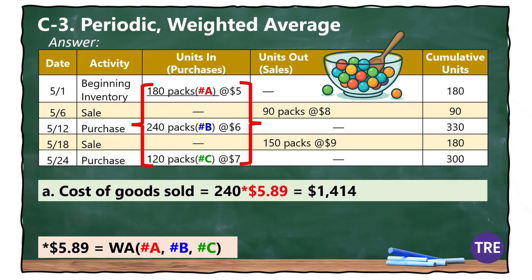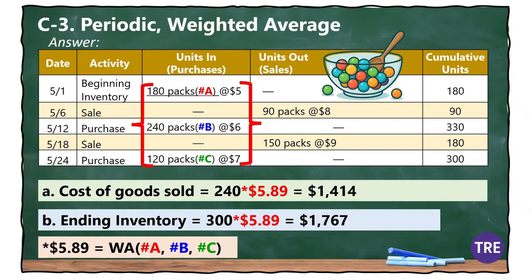During the month, 240 units were sold, so the cost of goods sold is $1,414. The remaining 300 units form the ending inventory, also valued at $5.89 each, for a total of $1,767. Notice how this method smooths out price changes. Instead of worrying about which batch was sold, it spreads the cost evenly across all units, producing results that fall right between FIFO and LIFO.